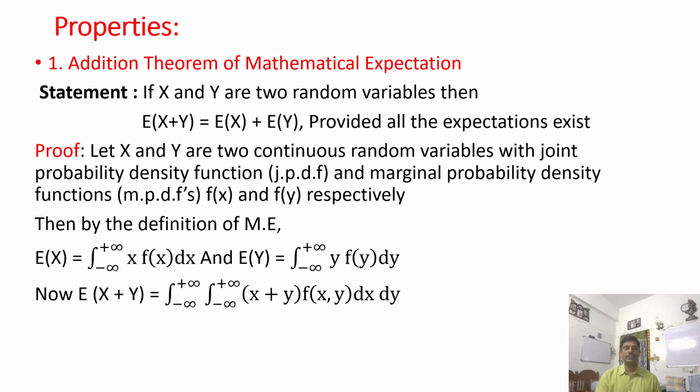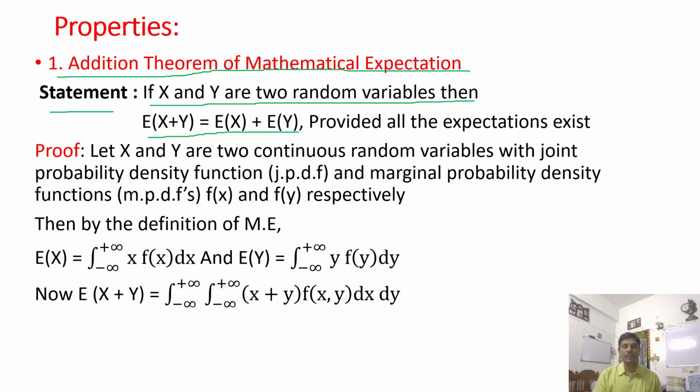So now we are going to discuss some properties of expectation. The first property, or first theorem, which is the most important theorem, is the addition theorem of mathematical expectation. Let us state the addition theorem. If X and Y are two random variables, then E of X plus Y equals E of X plus E of Y. That is, expectation of X plus Y is equal to expectation of X plus expectation of Y.